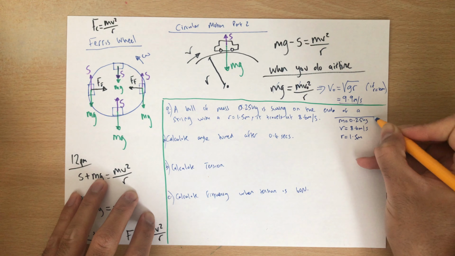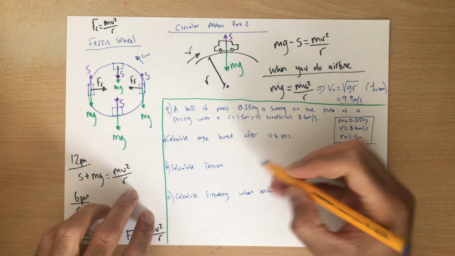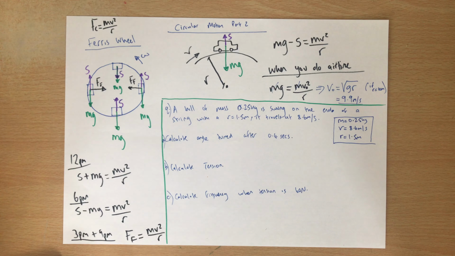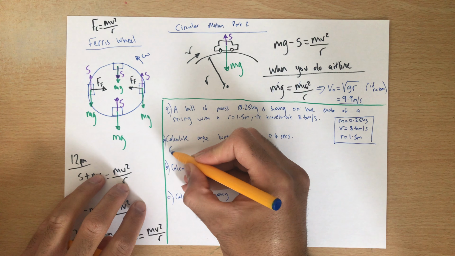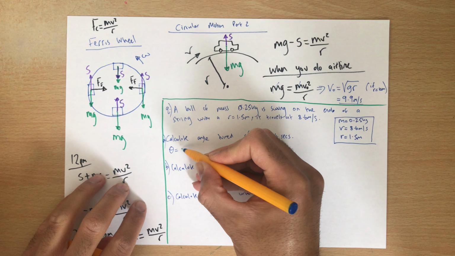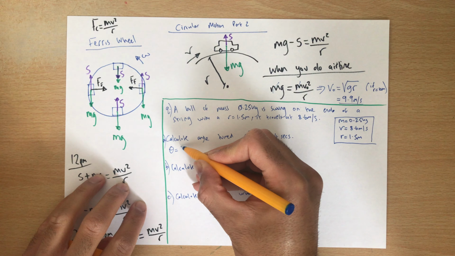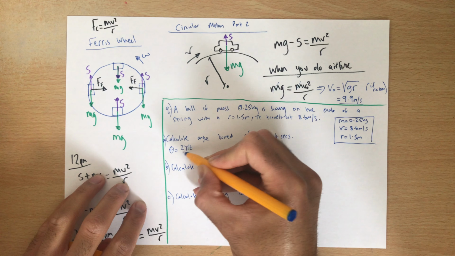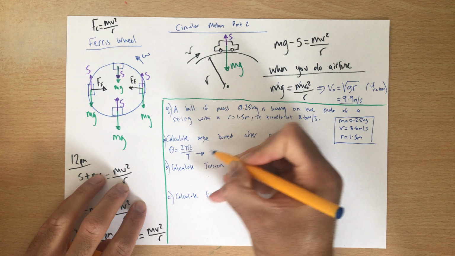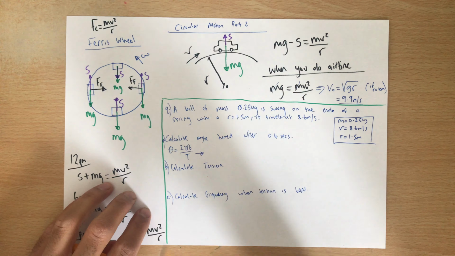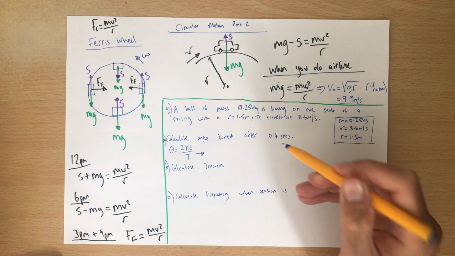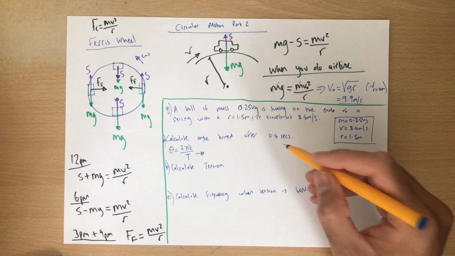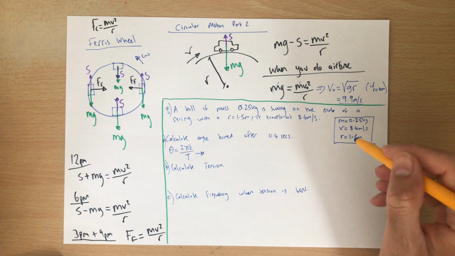So this is given to us in the question, and the first thing it says is calculate the angle turned after 0.4 seconds. To calculate the angle rotated after a certain time, the equation is 2 pi t over T. We've got small t, which is 0.4 seconds, that's the time we're after, and big T is the only thing we haven't got.